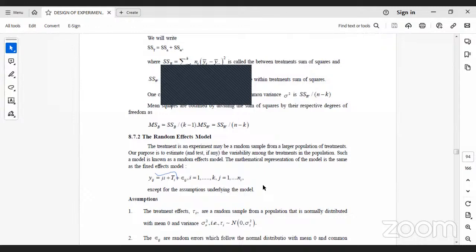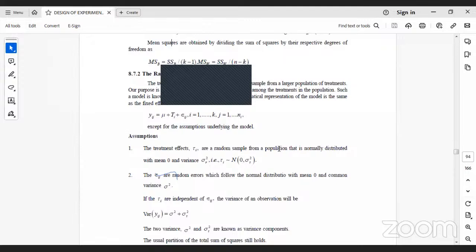The treatments in an experiment may be a random sample from a large population of treatments. Otherwise, the treatments estimate the variability among the treatments of the population. Such a model is known as a random effects model. The mathematical representation of the model is the same as the model y_ij equals mu plus t_i plus epsilon_ij.